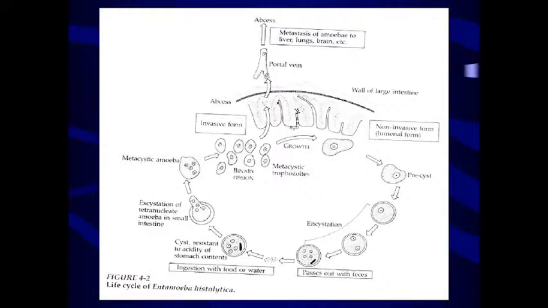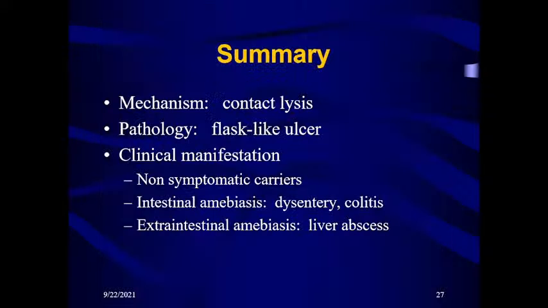The main complication is metastatic disease. Local complications usually are ulcers with dangers of bleeding as well as perforation. In summary, the pathologic mechanism is contact lysis between the pathogen and the mucosa. And the main pathology you see is the flask-shaped ulcers. Clinical manifestations could be non-symptomatic in carriers, and intestinal amoebiasis presenting as dysentery and colitis. Extraintestinal amoebiasis you find now liver abscess, lung, and brain metastasis or abscesses.